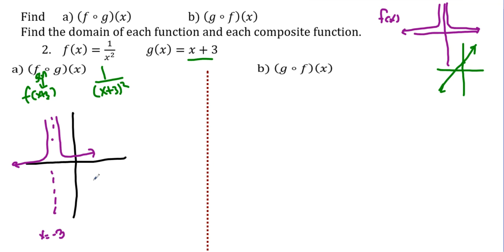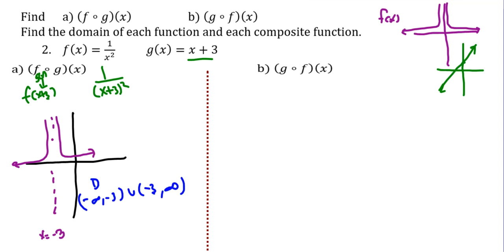So the domain, in interval notation, is simply all these x's and all these x's, excluding, and I can do this in set notation if I wanted to, excluding negative 3. So it's going to be negative infinity to negative 3, not inclusive, and from negative 3 to positive infinity. All right? So that's pretty straightforward.